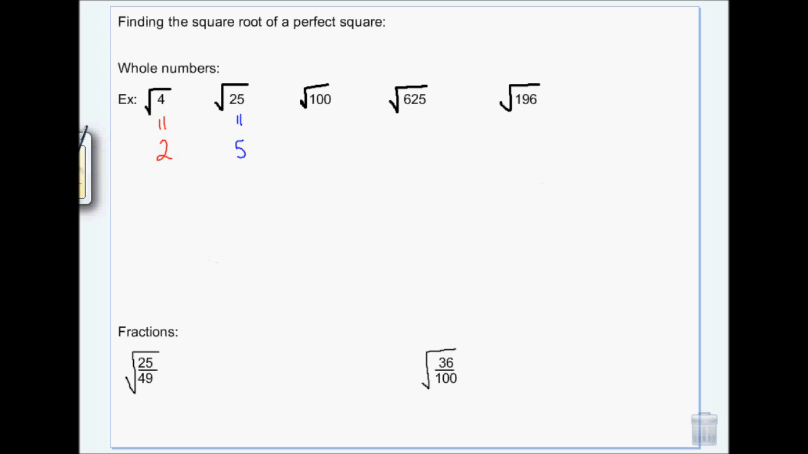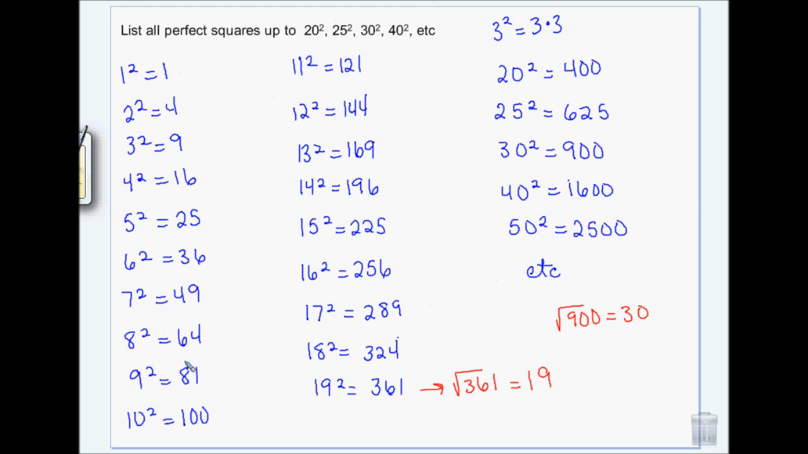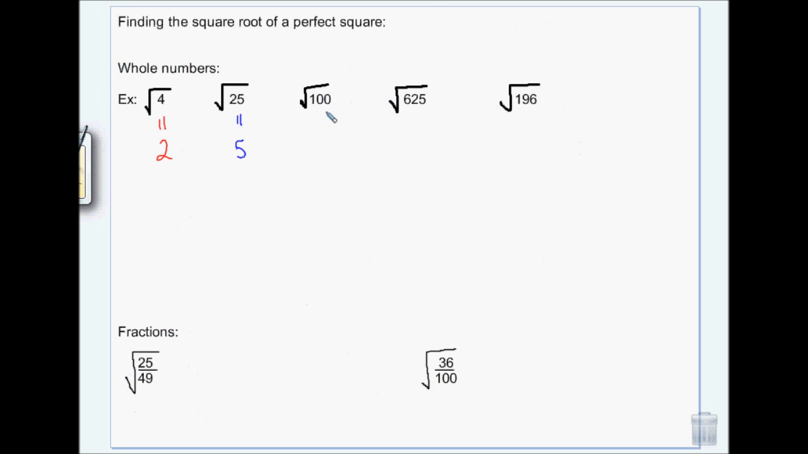Okay. 100, well, where is it? 10 squared is 100, so that's 10. 625 and 196. 14.